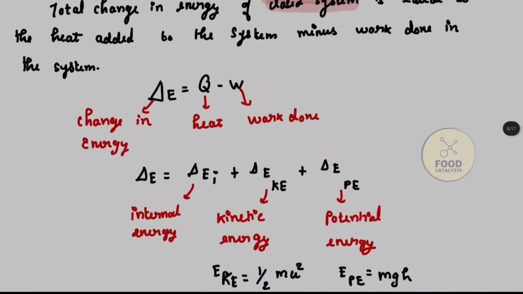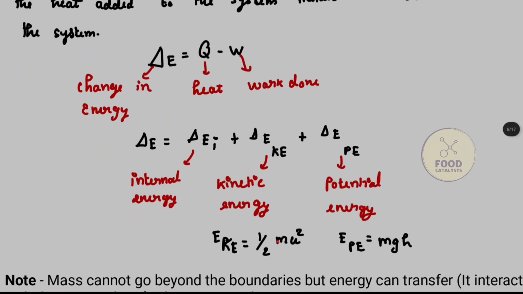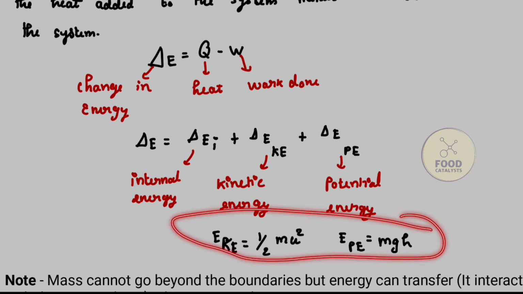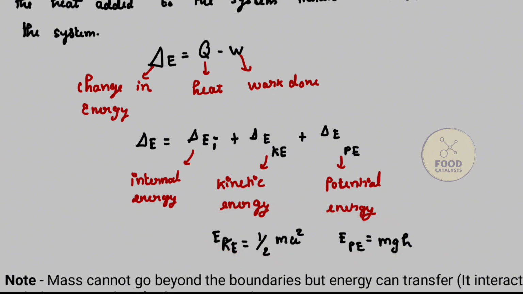And you know the formula for the kinetic energy is 1 by 2 m u square. m is the mass and u is the velocity. And the potential energy formula is mgh. Okay, h is the height, g is the gravity, and m is the mass. So the formula for kinetic energy is 1 by 2 m u square, and potential energy is mgh. Okay, so just remember it. This is not that important, but you have to remember it.